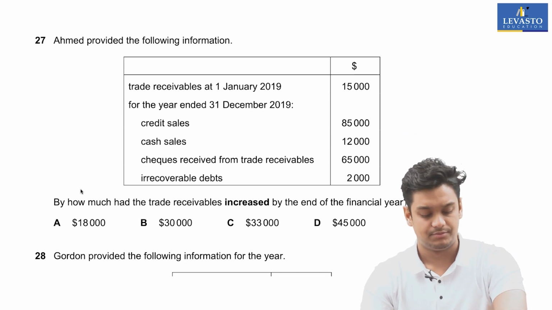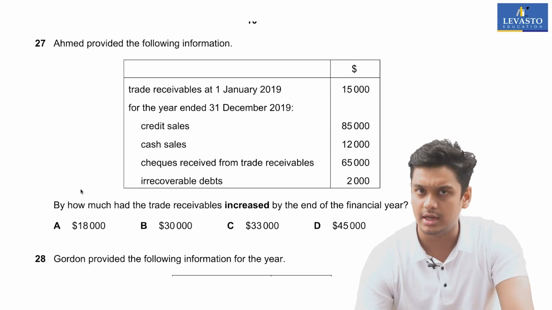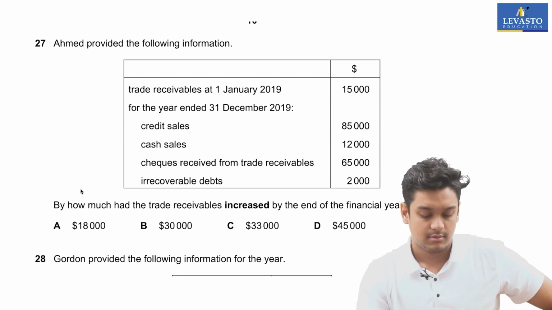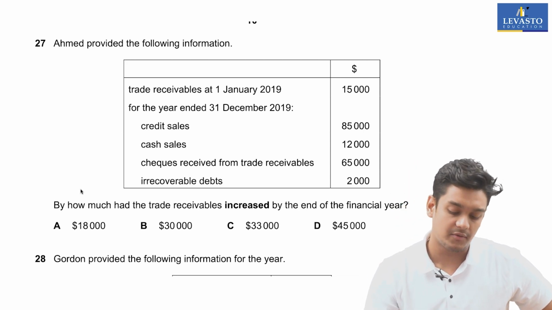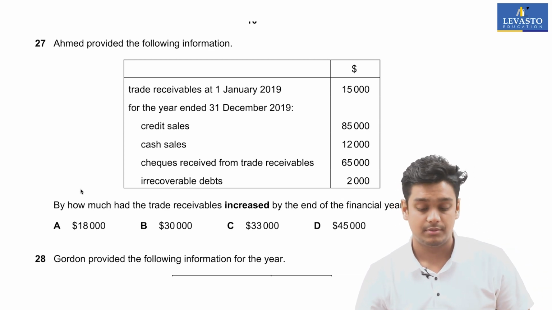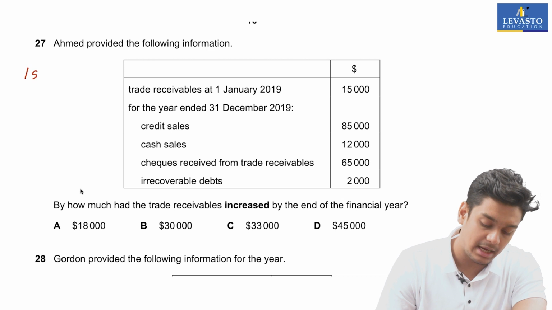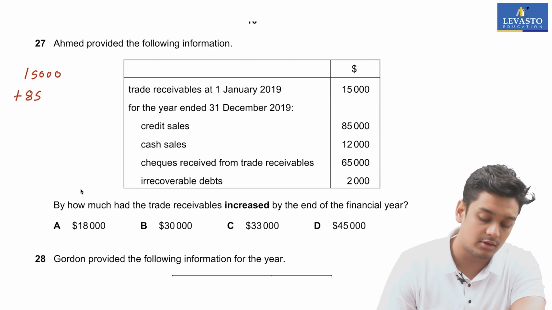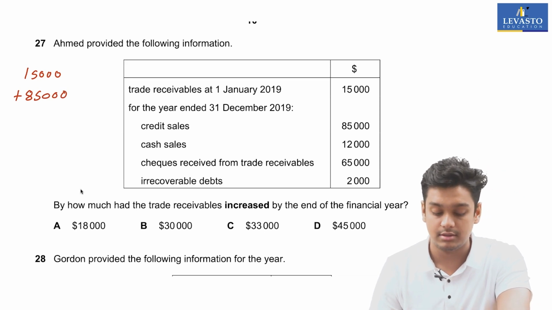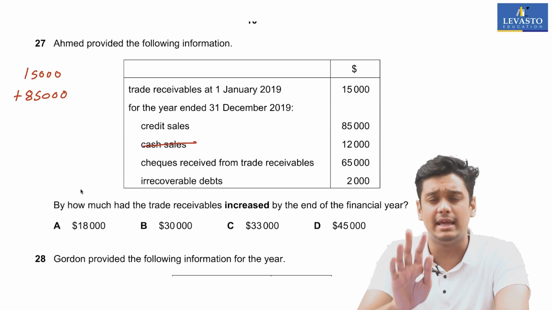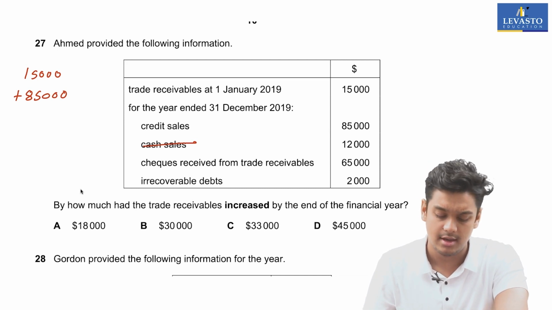27th question. So we are heading close to the 30th question. Ahmed provided the following information. Trade receivable balance, information is given. By how much had the trade receivable increased? Okay. Opening balance 15,000. Credit sales 85,000, that will increase the customer's balance. Cash sales, nope, no effect. Just because they give, don't take, guys.